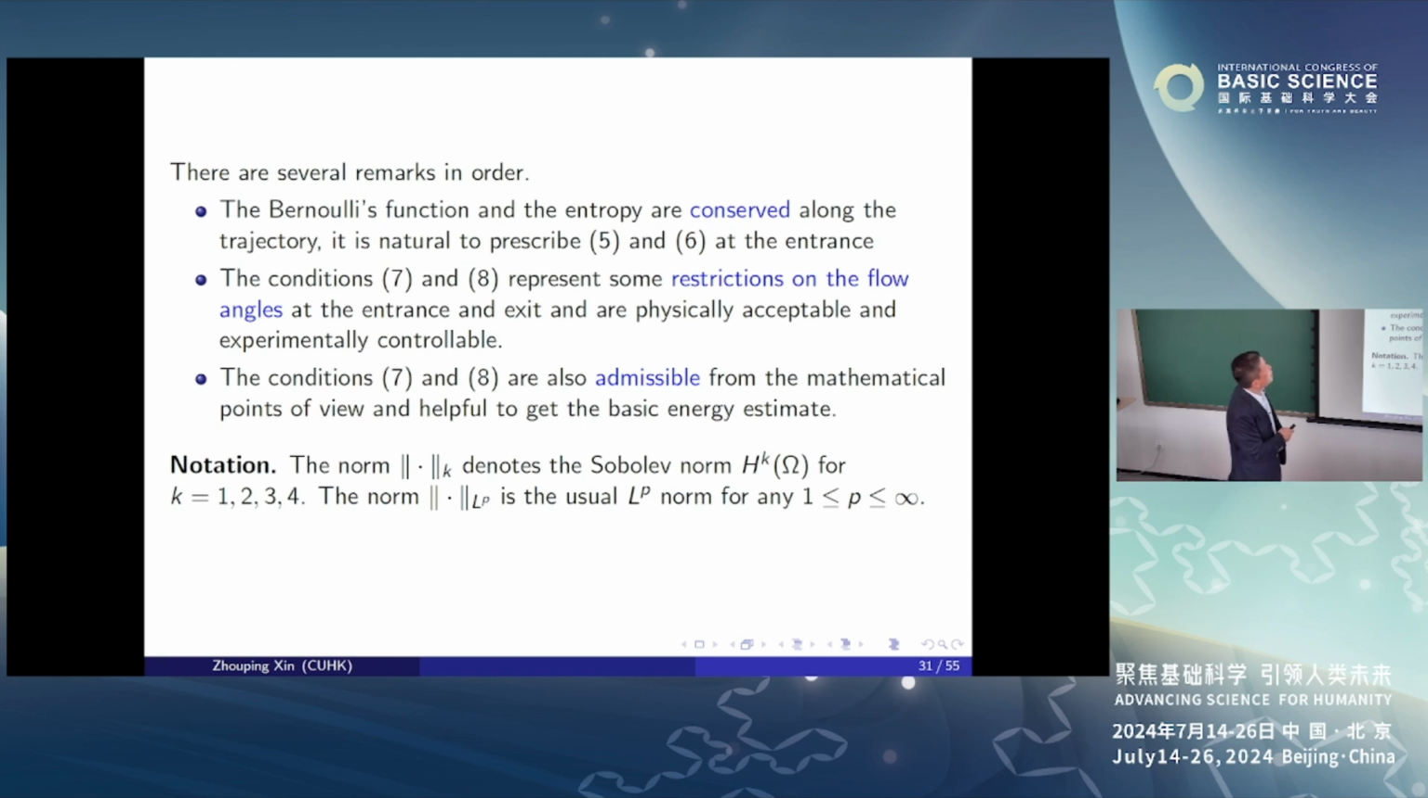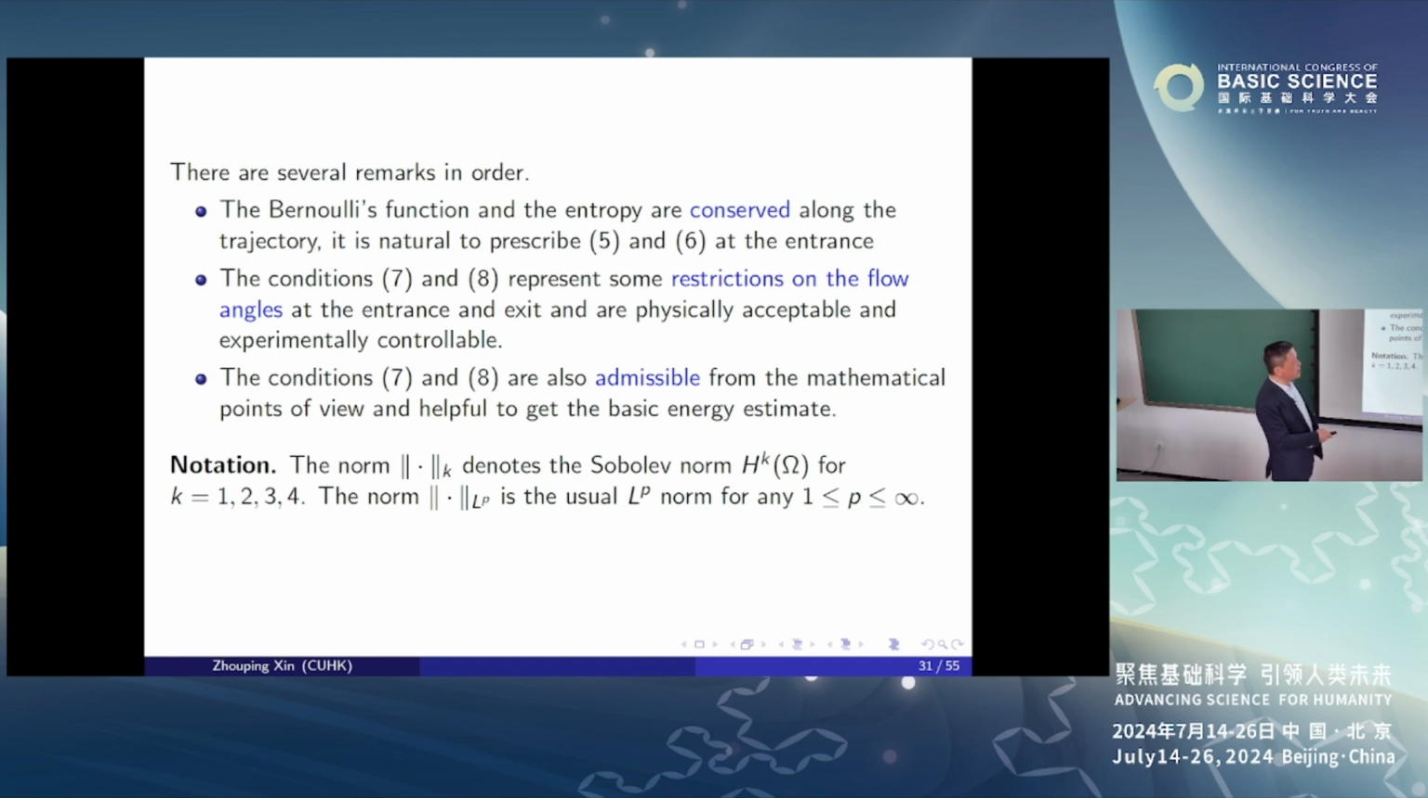So the Bernoulli function and the entropy are conserved on a particle path, so therefore it's natural to give the boundary condition at the entrance. The condition 7-8 represents restrictions on the flow angles at the entrance and exit, which are all physically acceptable and experimentally controllable. And so this condition 7-8 turns out to be admissible. In fact, we can prove mathematically this condition is the right condition. We can find a priori estimates to close our argument.